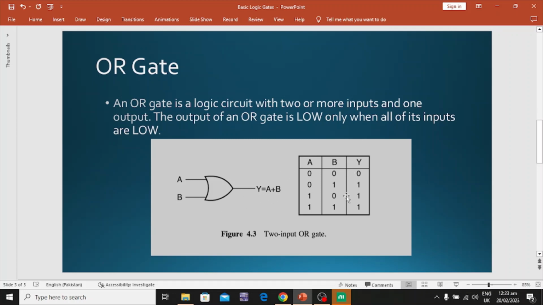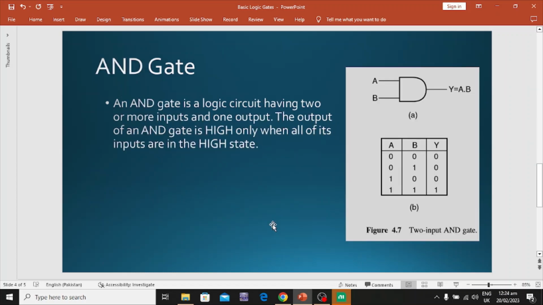So this is the truth table of the OR gate: A, B, and this is the output. These two are the inputs and this is the output. So our important condition is that an OR gate output is zero only when both of the inputs are low. Low means zero. So here 0 0, we get 0. You must remember this; for all other combinations we get 1 1 1.